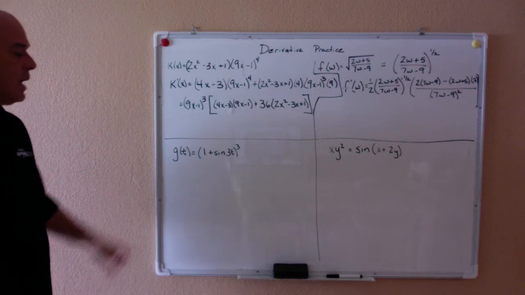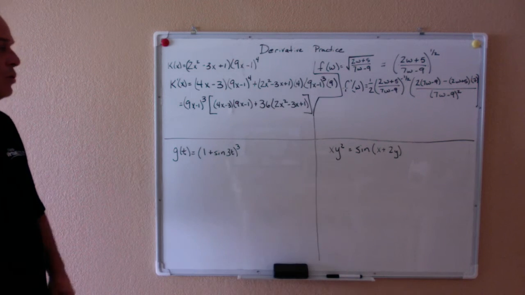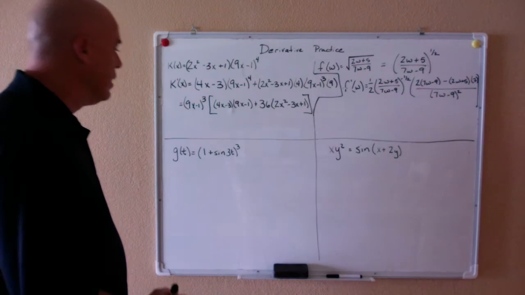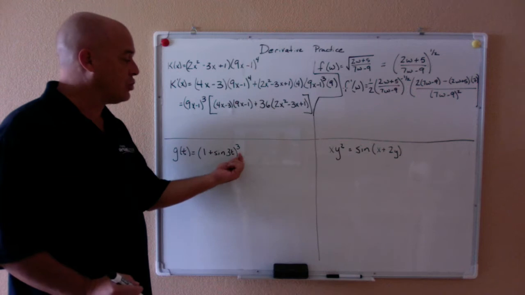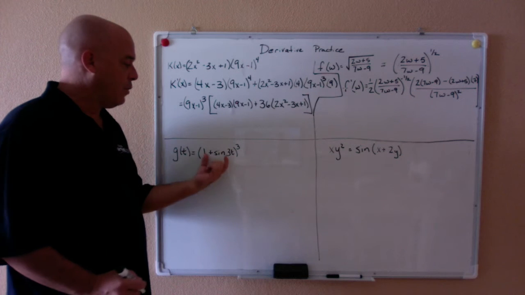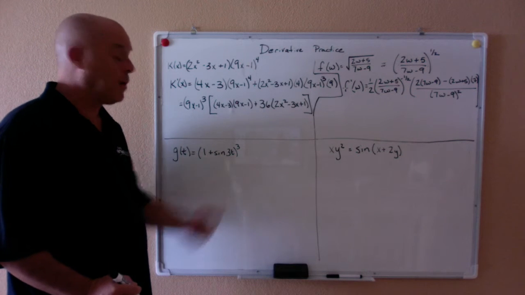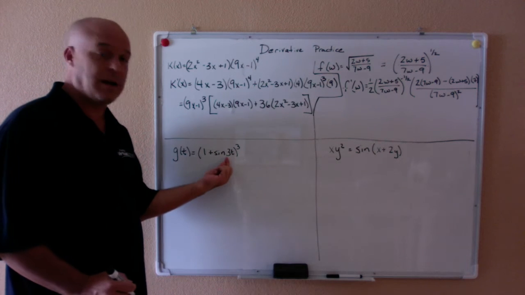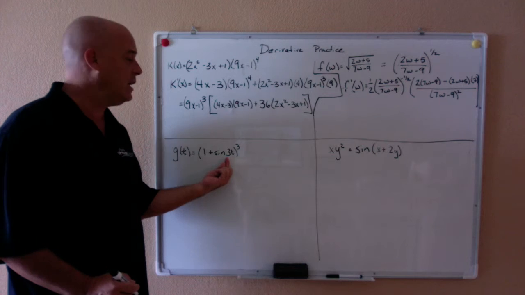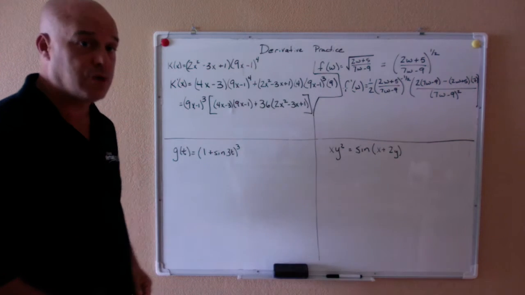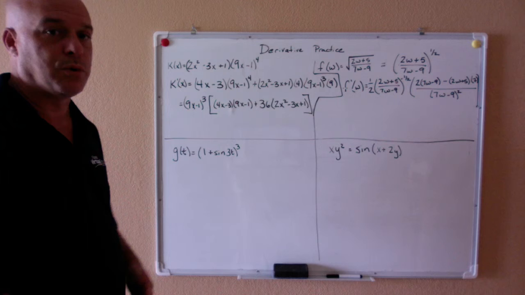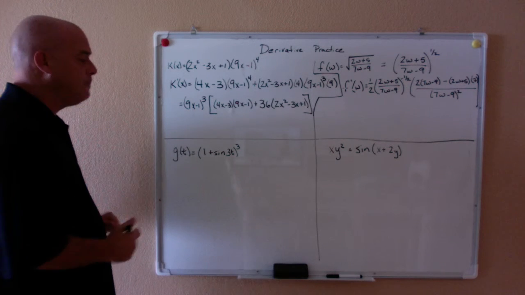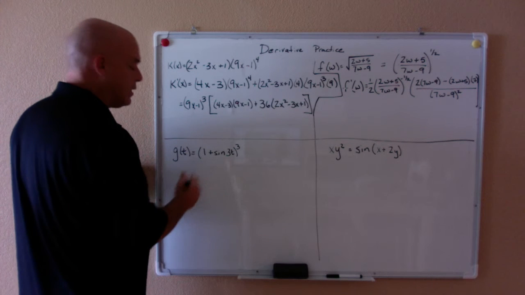Next one we wanted to look at here is g of t equals 1 plus sine of 3t to the third power. And so this one again has the chain rule involved. I've got 1 plus sine of 3t raised to the 3 power. This actually has 2 chain rules involved because when I differentiate the inside, I'm going to have to take the derivative of sine of 3t, which is going to involve another chain rule. So this one has multiple chain rules involved in it. So the first thing I'm going to do, I'm going to work outside in. First thing I'm going to do is deal with the exponent here.